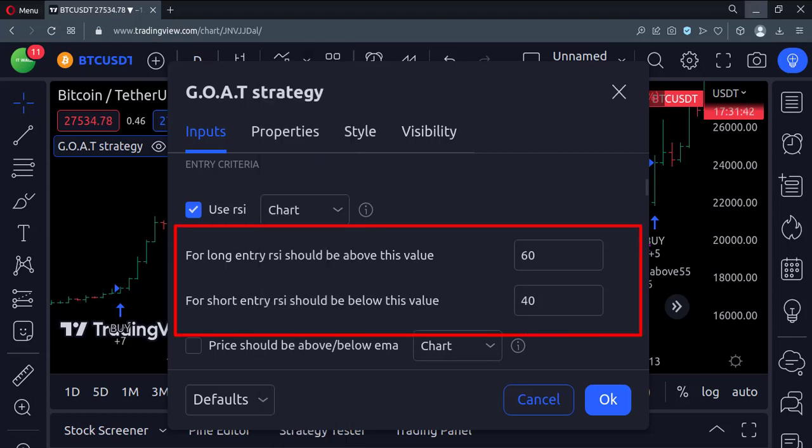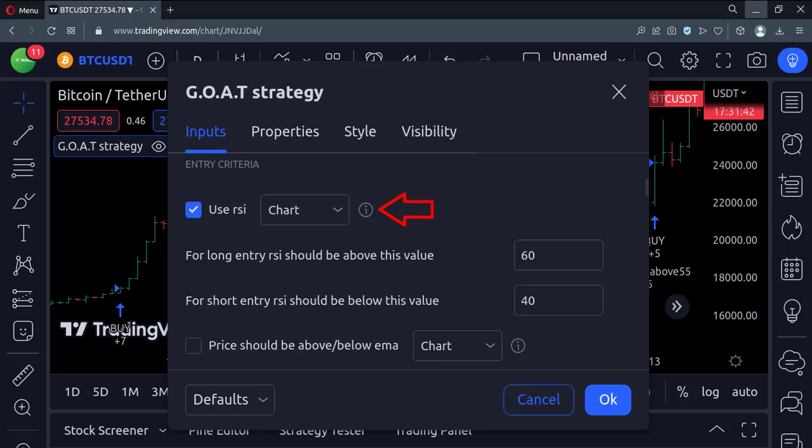Then we have these two important RSI inputs. Here we will take a long entry only when the RSI is above 60. And we'll take a short entry only when the RSI is below the 40 value. If you want, you can change these values according to your needs.